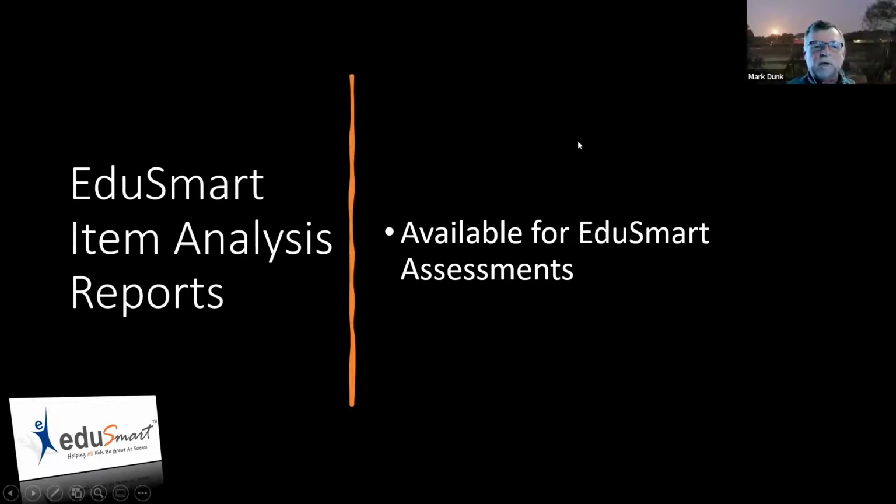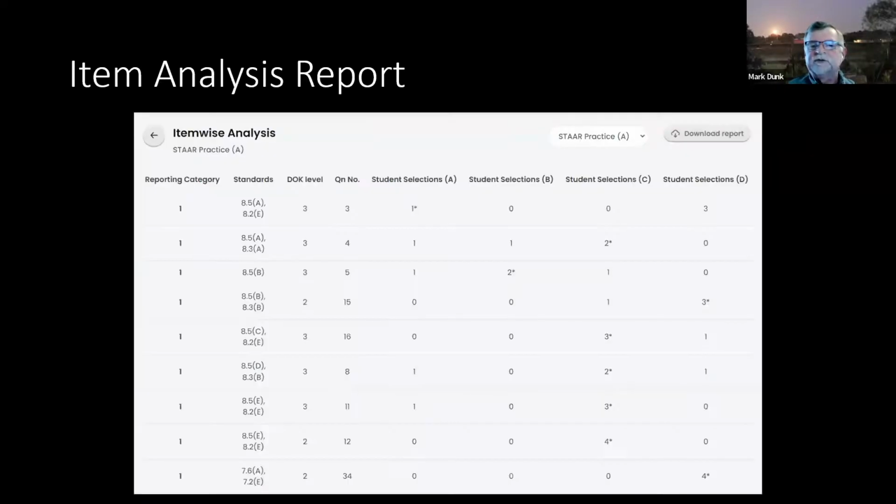The next report that I want to talk about is the item analysis report. Currently, that is available for our assessments. So that would be the STAR practice test in Texas and the SSA practice test in Florida. And that just looks like a very traditional item analysis report that you might get.